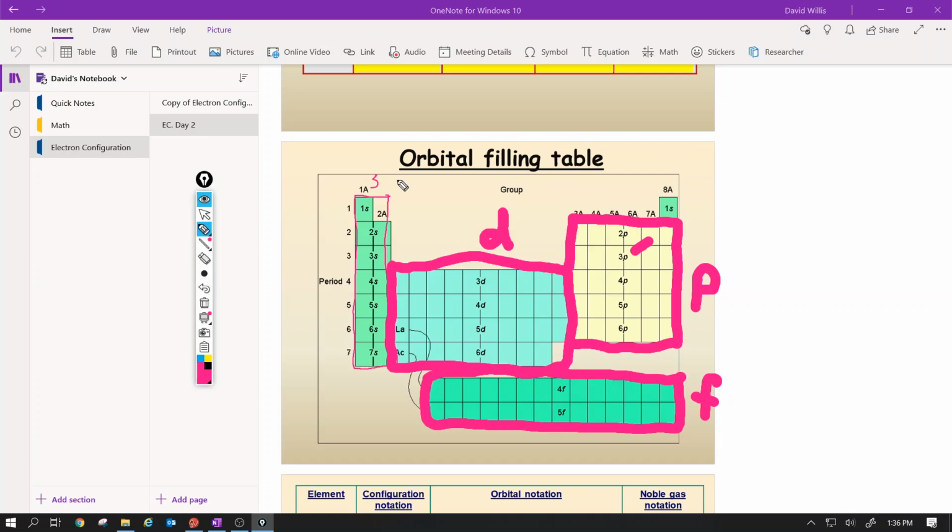So you have to remember that you have your S block, your D block, your P block, and your F block. If you can remember, S has 2. You see how this is only 2 wide. P has 6. This is 6 wide. D has 10. This is 10 wide. F has 14. This is 14 wide. With just a little bit of practice, you'll get that in your head.